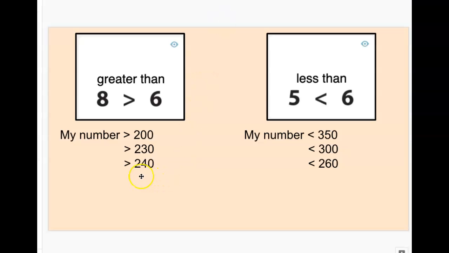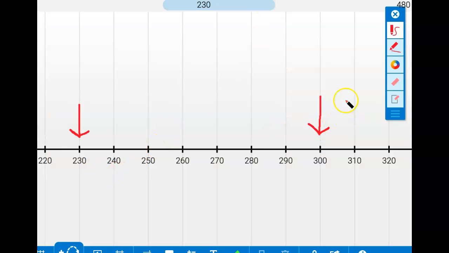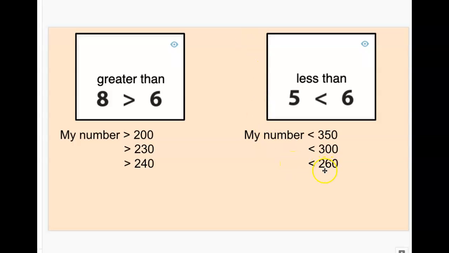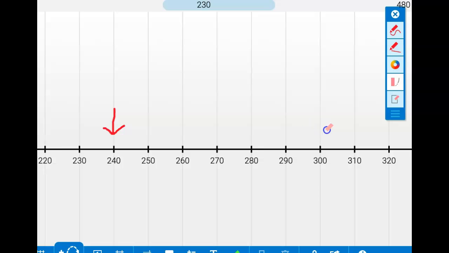My next clue says my number is greater than 240. Okay, if my number is greater than 240, I can erase this arrow and I can move it up right here to 240. Now let's have a look at our last clue. My number is less than 260. Let's erase this arrow and we're going to move it to 260. Do you have enough information to know my number?